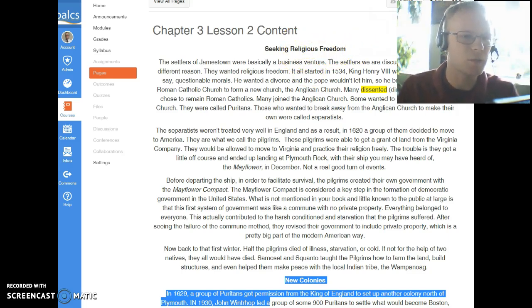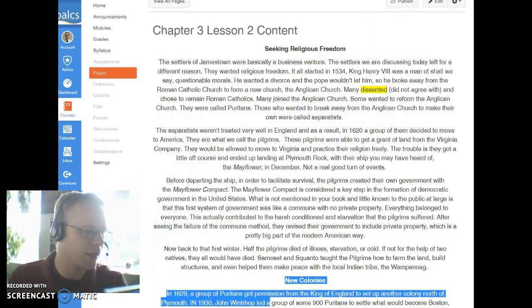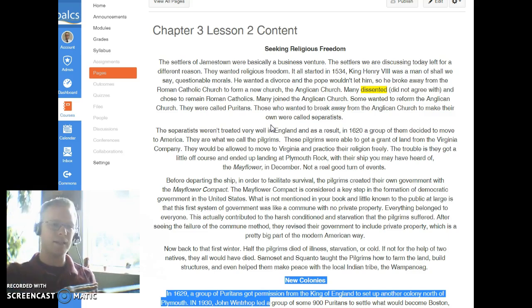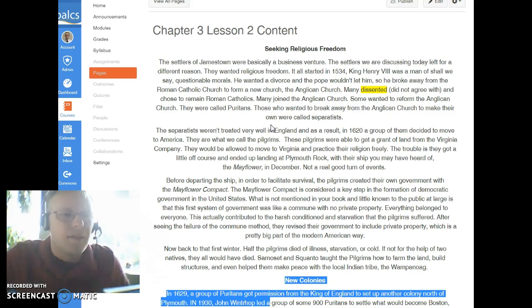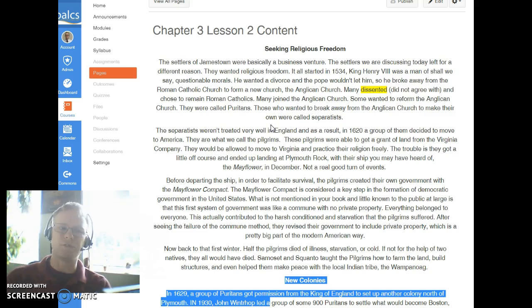So, let's move this camera down here. Pow! So, the settlers of Jamestown, we talked about in the last section, were basically a business venture. They were sent by the Virginia Company to make money. The settlers we are discussing today did not leave to make money. They left for religious freedom.